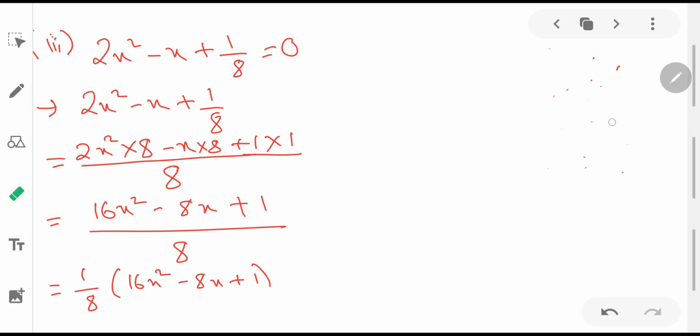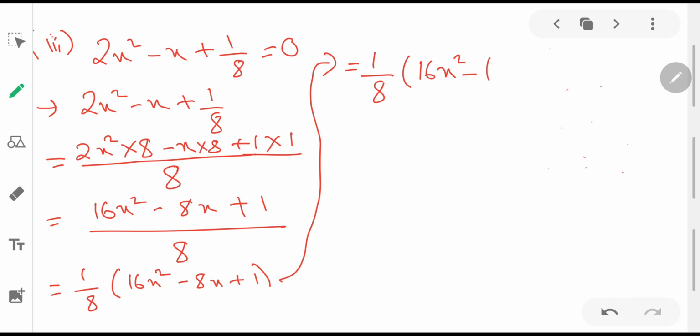Yeah, so the factors are 4 and 4. So what we'll do here is write the remaining part. So it is 1 by 8 into 16x square minus 4x minus 4x plus 1. So we'll get 1 by 8 into 16x square minus 4x minus 4x plus 1.